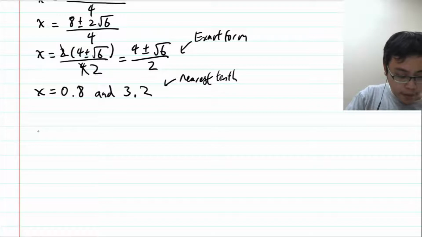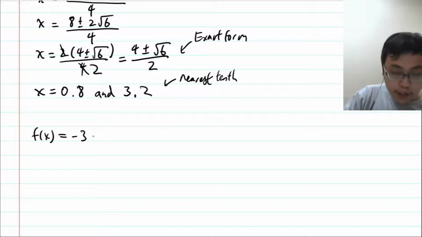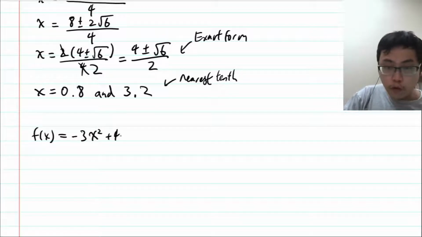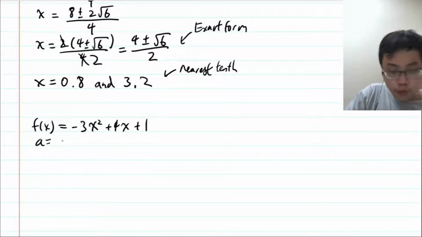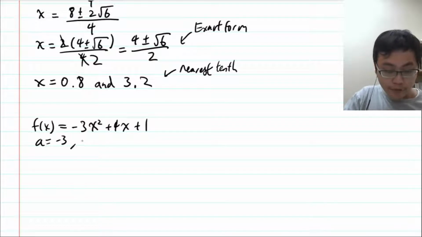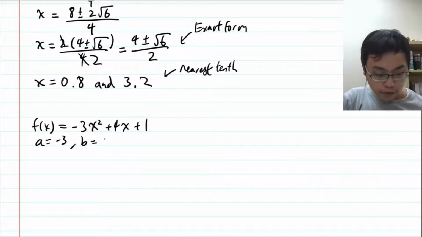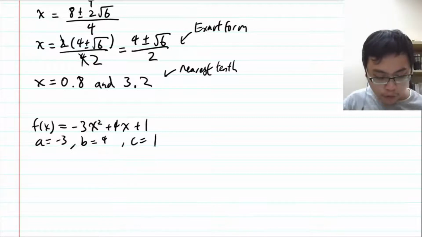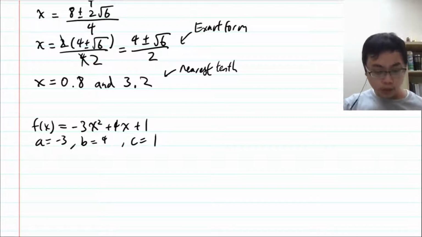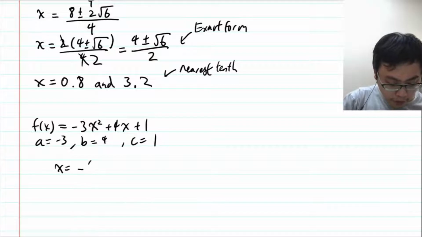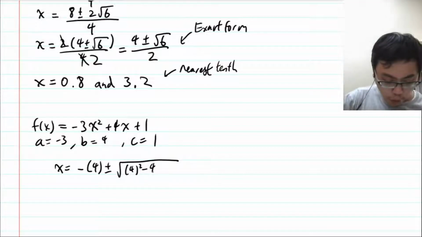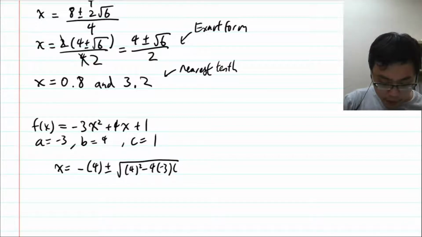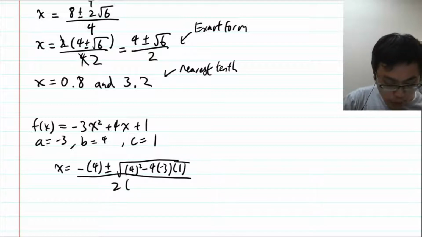So if I had an equation, let's say f of x is equal to negative 3x squared plus 4x plus 1, then we have a is equal to negative 3, b equals positive 4, and c equals positive 1. Okay, so we're going to put it into our equation. So x is equal to negative b plus or minus square root of b squared minus 4 times a, which is negative 3, times c, which is 1, all over 2 times negative 3.